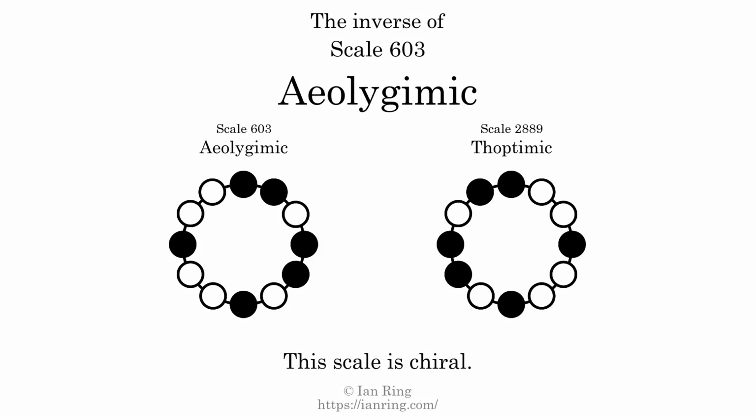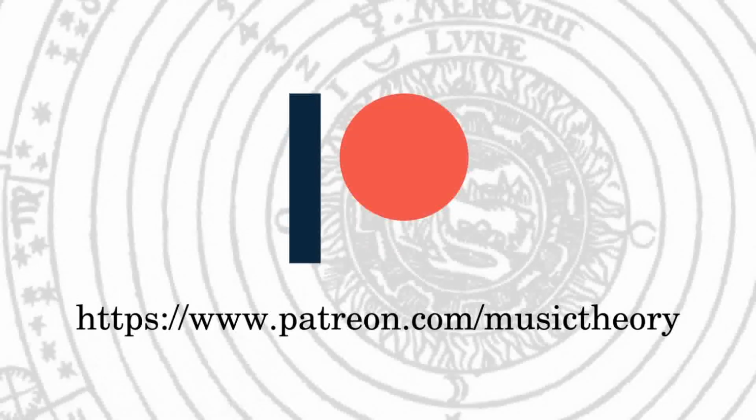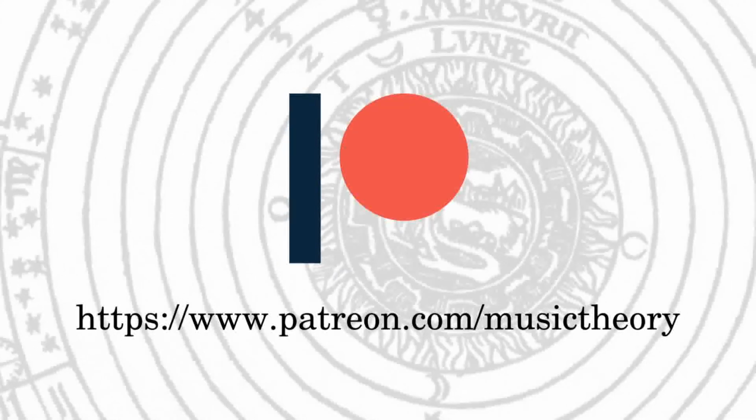The inverse of a scale is a mirror image. It is what you get when the sequence of intervals is reversed. The inverse of this scale is scale 2889, also known as thoptimic. This scale is chiral. It cannot transform into its inverse by rotational transformation. This scale has no rotational symmetry. For even more detail about this scale, visit ianring.com/musictheory/scales/603.